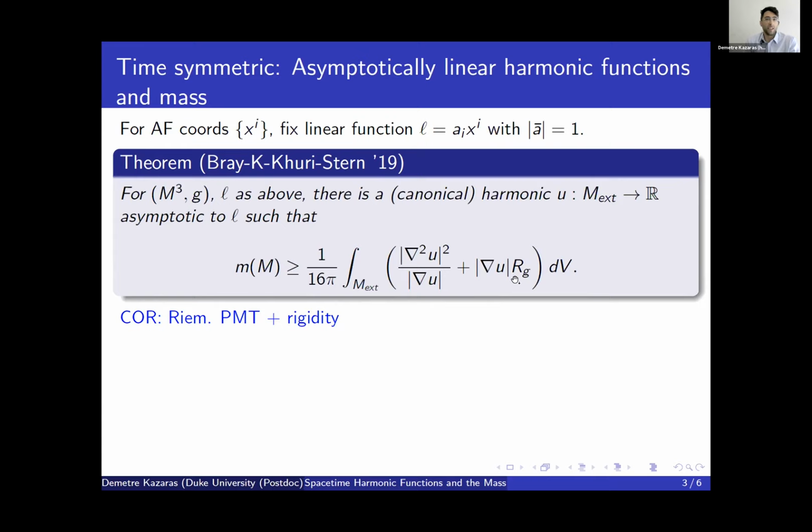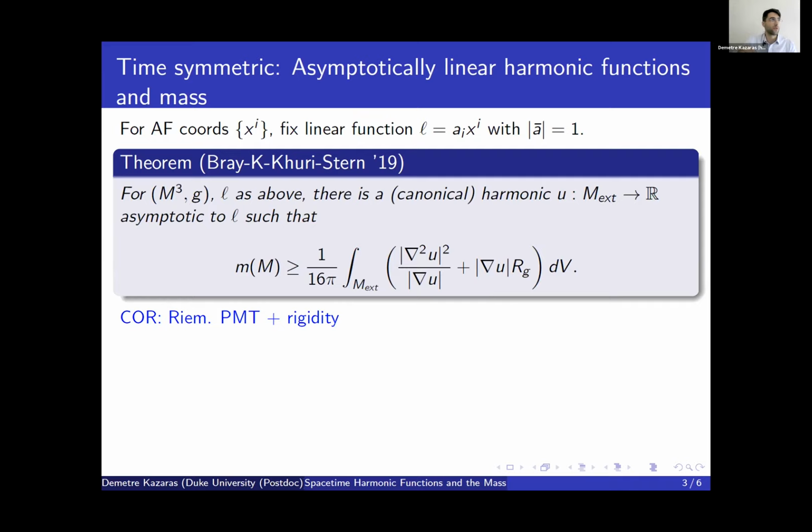That tells you basically that the Hessian of your function has to vanish in this case of equality, when the mass is zero, which gives you a parallel one-form or vector field, which splits your manifold geometrically as a product, and the asymptotically flat condition then makes you totally flat. So positivity is nice to see, and the rigidity is also right here in this formula.